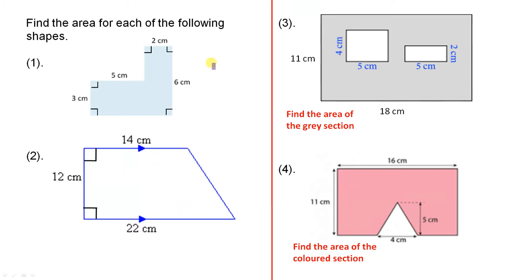Find the area for each of the following. So all these angles here are right angles, so that's quite straightforward. Now the lesson says that when you have an irregular shape like this, just divide the shape into smaller shapes, find the area for each of the smaller shapes and add them together. So here we can divide this shape so that we have two rectangles.